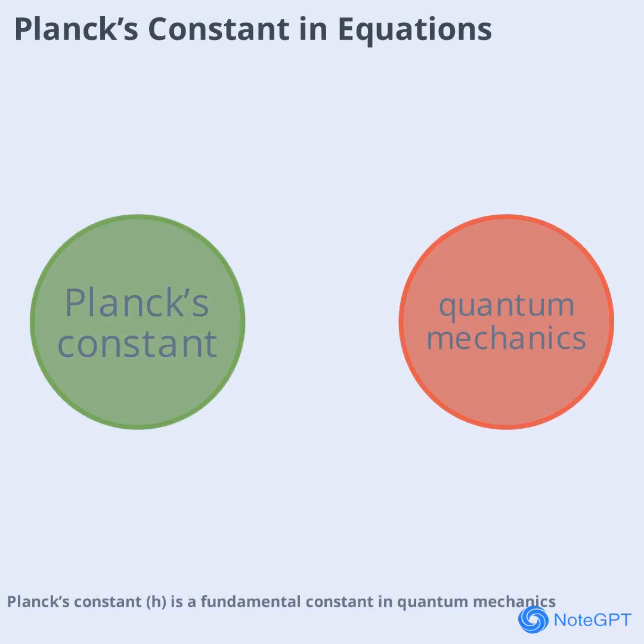Planck's constant, h, is a fundamental constant in quantum mechanics, appearing in equations like E equals hν and lambda equals h over p.